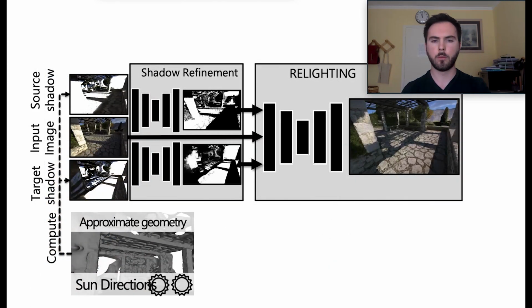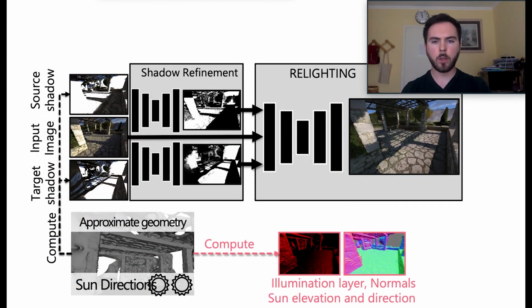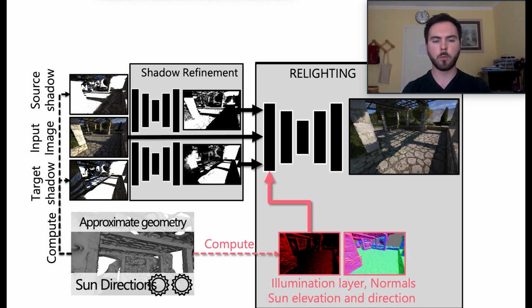Finally, we can also compute from the geometry a normal illumination layer and sun elevation that are good guides for global light changes. We input that to the network, and this is our final pipeline.